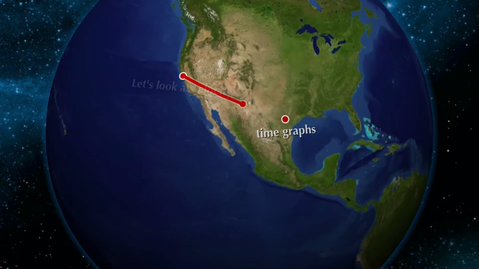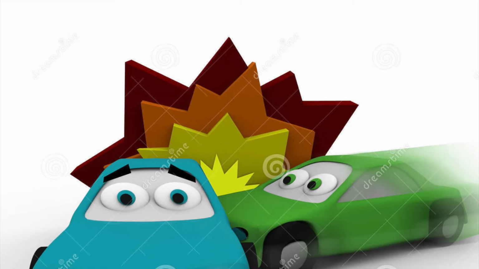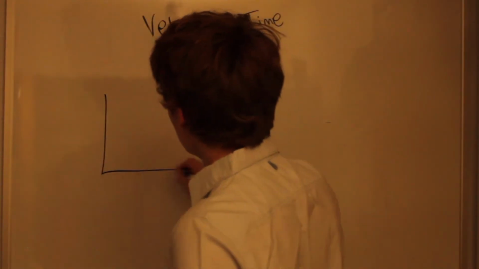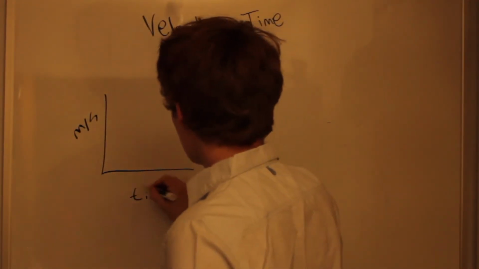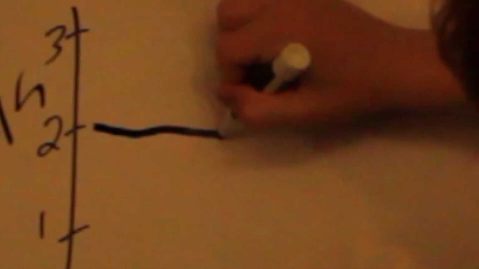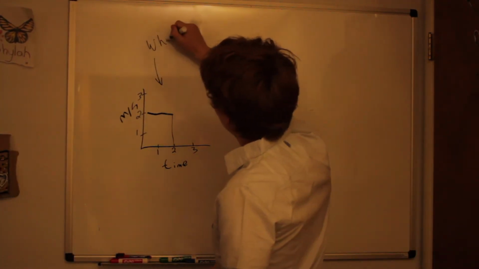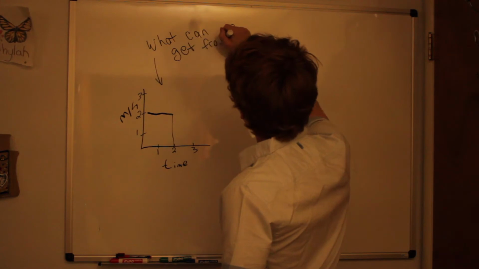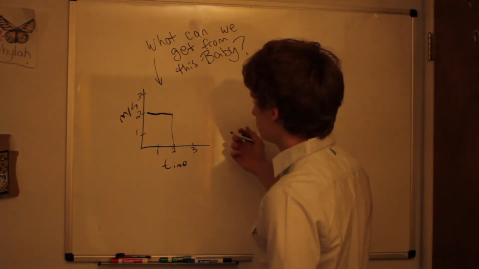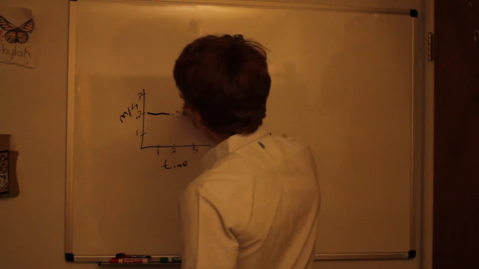Now, let's look at velocity time graphs. So, if you got your car, your Mustang, and maybe you want to figure out how fast you're going over time. So you take your velocity and you're putting that all up on your graph. Now pretend that line's straight. I know I didn't draw it straight, but now what can we get from this graph?